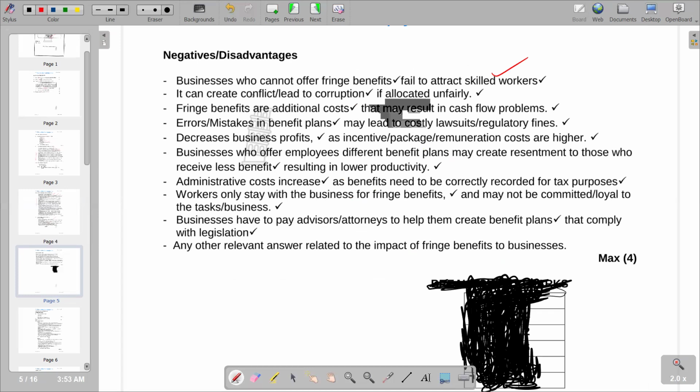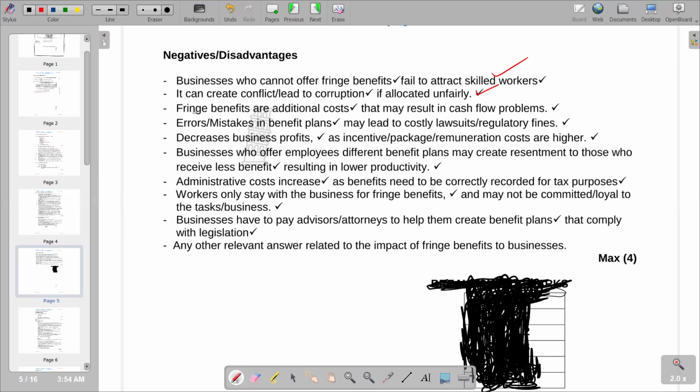And then the second one, it can create conflict or lead to corruption if allocated unfairly. So you'd see that at the end of the day, if we have corrupt management in the working place, obviously we are going to see unfair treatment in terms of how these fringe benefits are allocated, which is going to maybe lead to conflicts, and these conflicts might cascade to affect even the productivity of those workers. So basically, that's what we have.